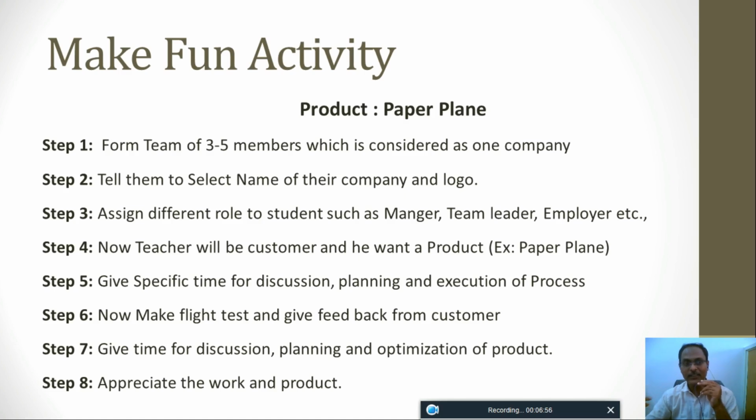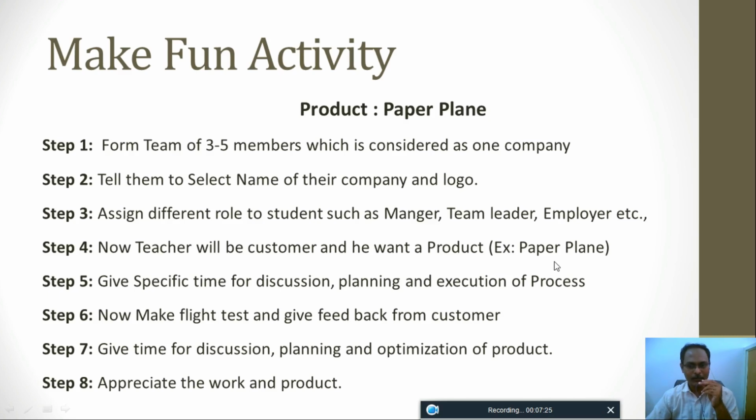Okay. Next, the fourth step: the teacher will be the customer. So I am the customer, and I want a product. I say, I want a product from your companies. I consulted these companies and gave them my requirement. The product is a paper plane, just a simple plane, so everyone can easily make it with an A4 sheet.